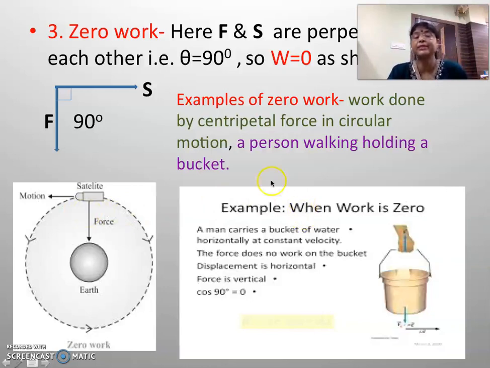Now next consider a person walking while holding a bucket full of water. Say this is a bucket full of water, its weight acts vertically downwards, and he is walking along this direction. So the weight and the displacement are at right angles.